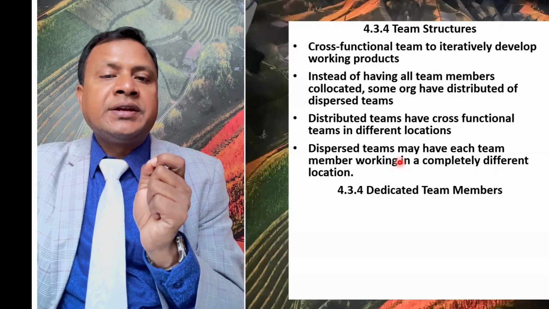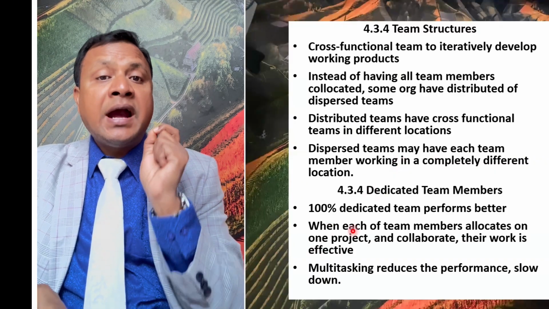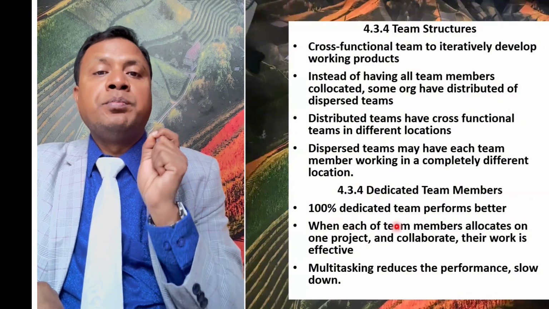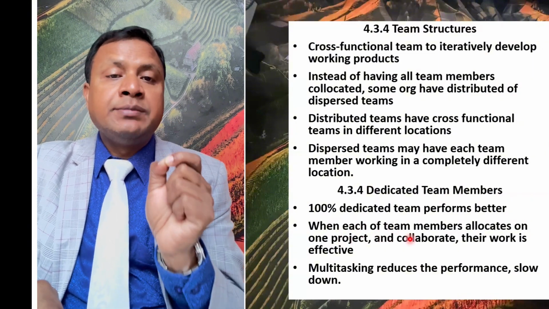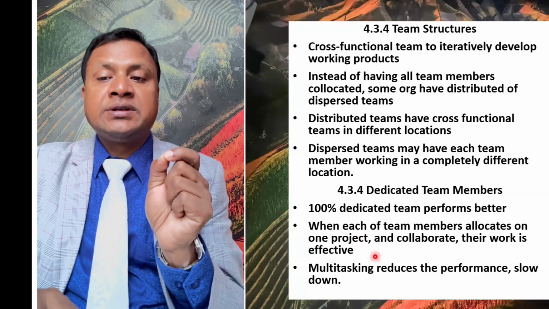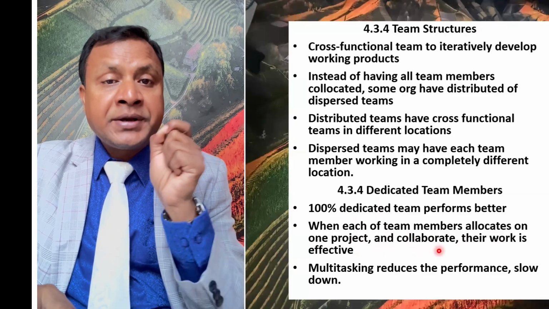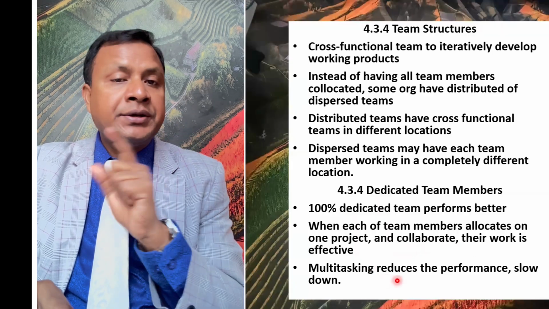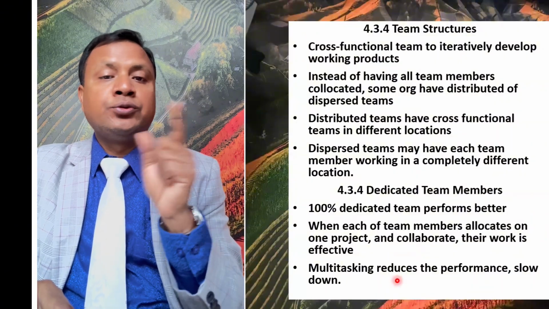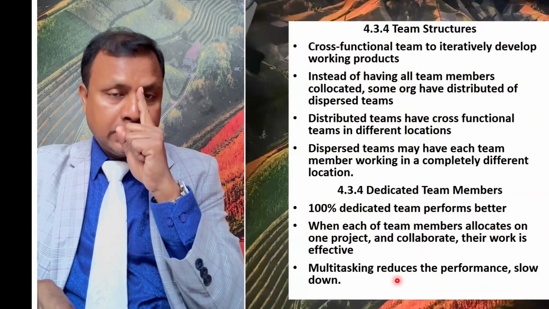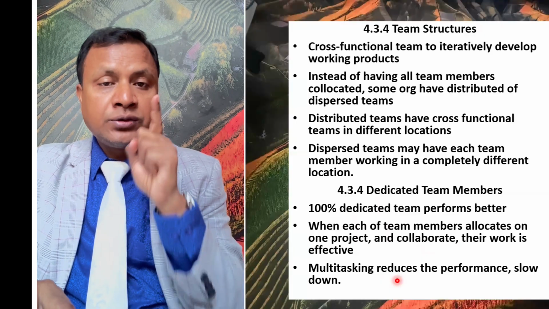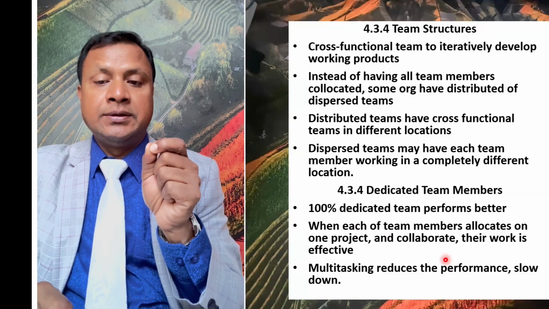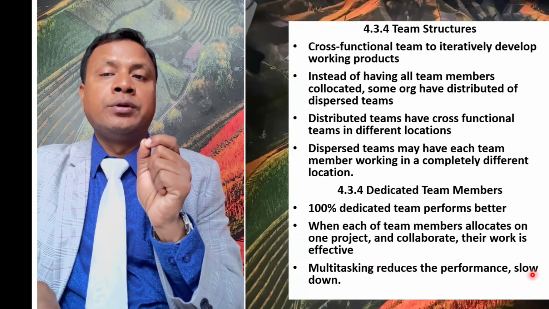And now dedicated team members. There will be 100% dedicated team members in an Agile team to perform better. When each team member is allocated to one project and collaborates and works in a participatory manner, their work is effective. Multitasking reduces performance, so they do not multitask. They focus on one work, finish it, then focus on another work, finish it. This way, they increase efficiency. Multitasking slows things down, so they do not do it.